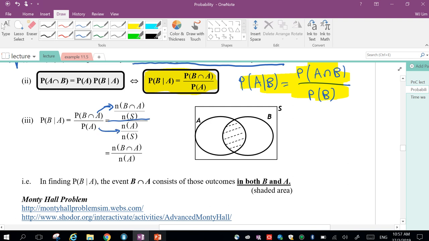Probability of A is the number of elements in event A divided by the number of elements in the sample space. The number of elements in the sample space can be cancelled off, so it simplifies to this part. Basically, it is the number of elements in B intersect A divided by the number of elements in event A. So this is one way of looking at it. You don't have to find the individual probability first. You can just use the number of elements. Is that okay?